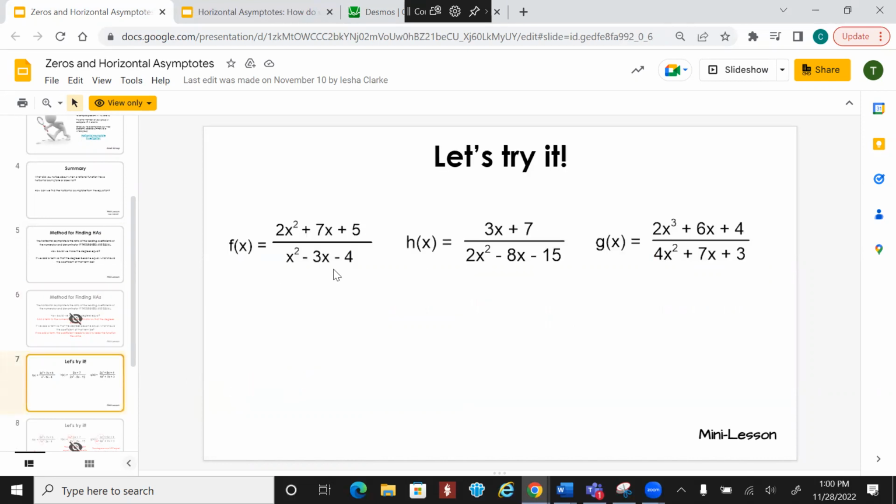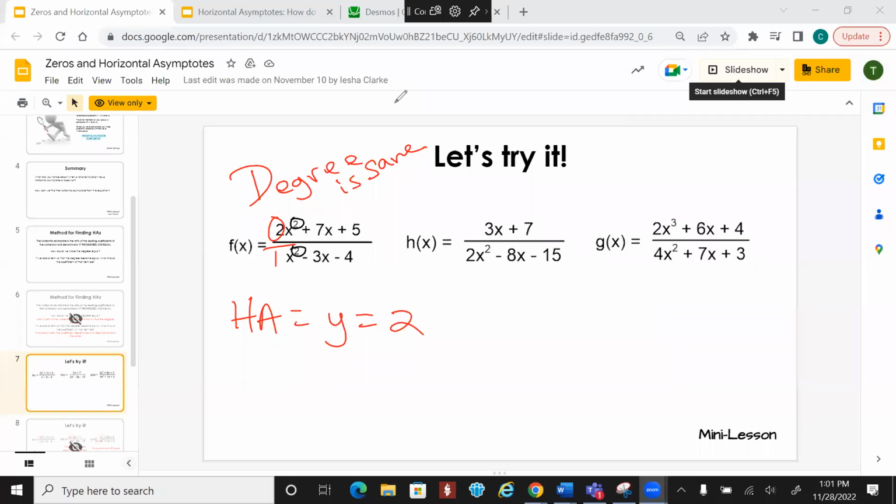Okay, so for instance, and this is in your packet, we see that our numerator and our denominator's degrees are the same, right? That means that I'm going to take the coefficients and divide them. So I'm going to take 2 divided by 1, and that's going to give me a horizontal asymptote at y equals 2.